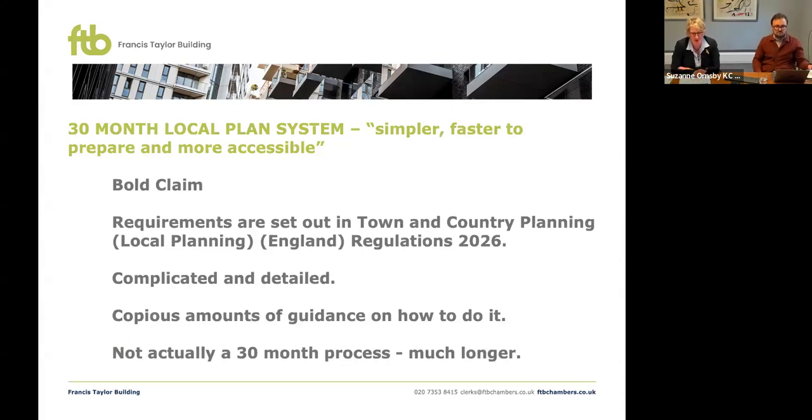So moving then on to the local plan system, which has been claimed to be simpler, faster to prepare and more accessible. In my view, that's a very bold claim indeed. The requirements for the new local plan system, as I'm sure you probably know, are set out in the Town and Country Planning (Local Planning) (England) Regulations 2026. They are very complicated and detailed, and there is copious amounts of guidance on how to create a new local plan. The reality is that the new local plan system is not actually a 30 months process. It is, in fact, much longer.